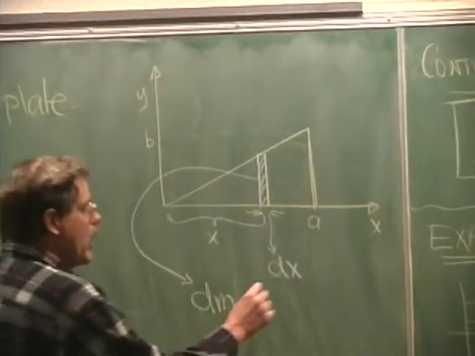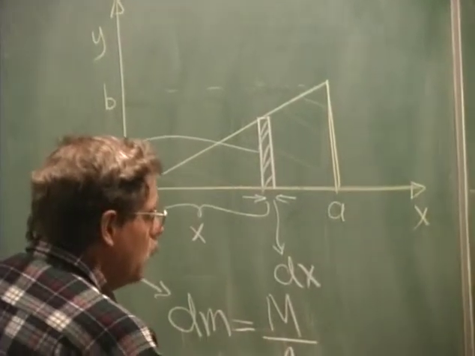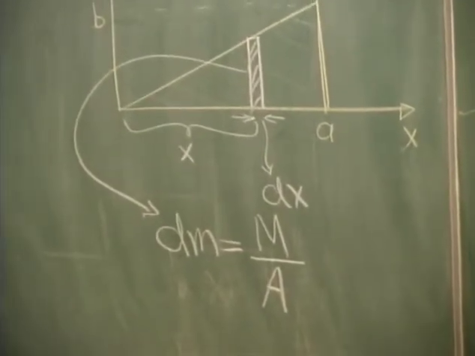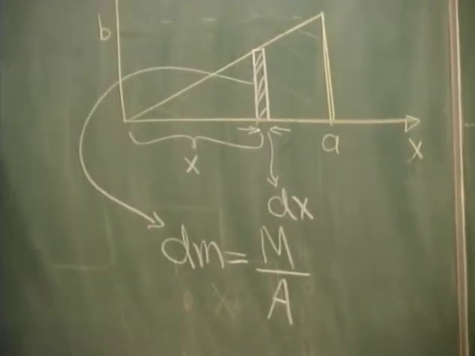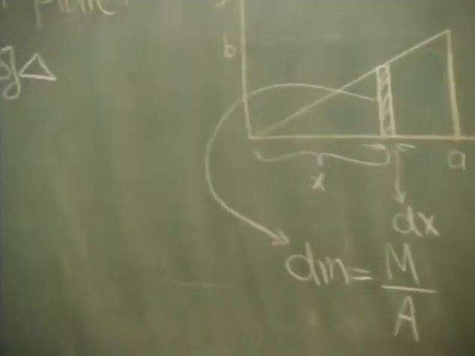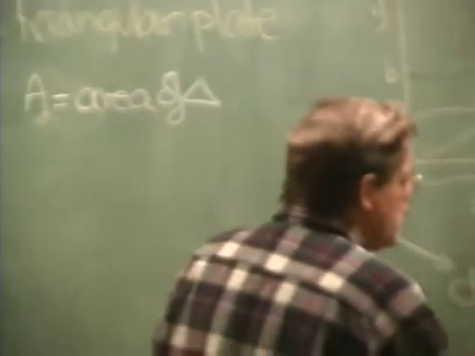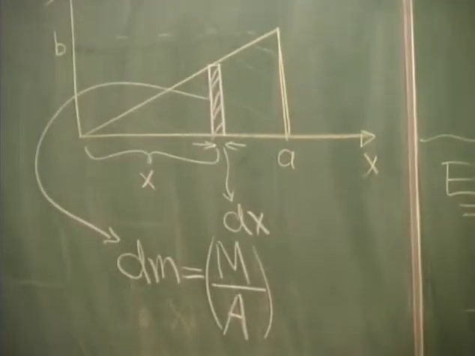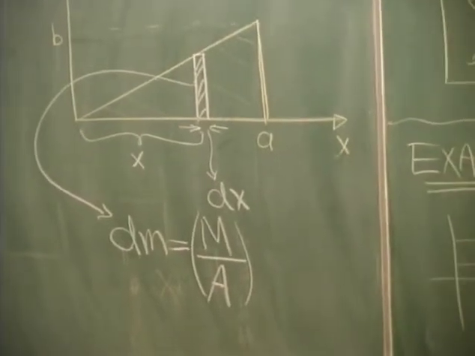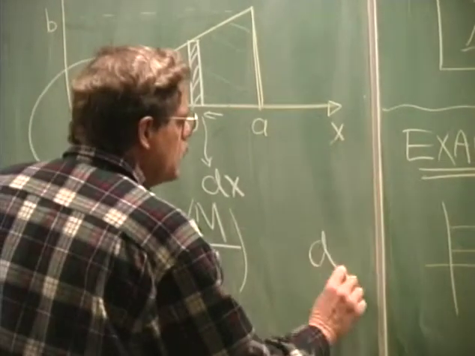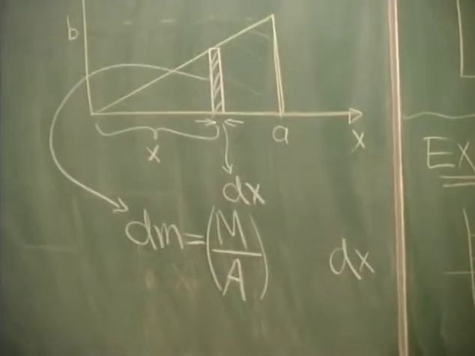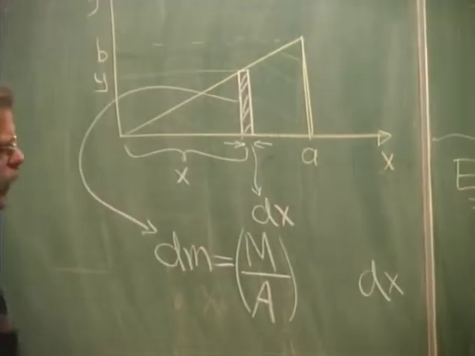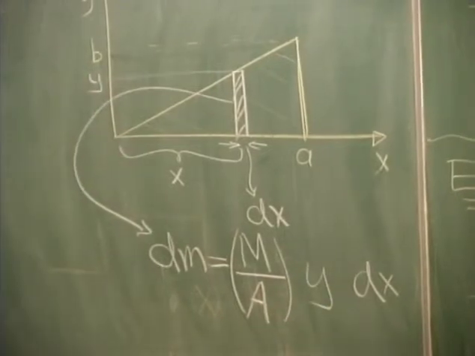I say it's the mass per unit area, where capital A is the area of the triangle. We can figure that out at our leisure. Mass per unit area times the area of that sliver. What is the area of that piece? Well, the width is dx. And what is the height? Let's just call that y for the moment. Is that okay?